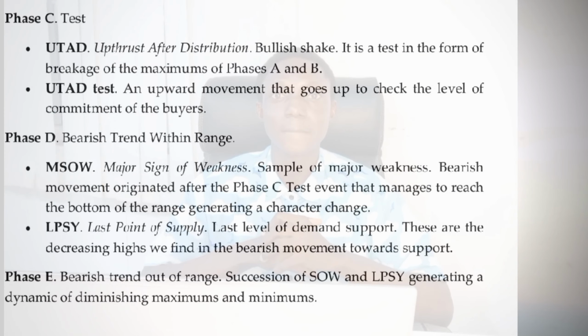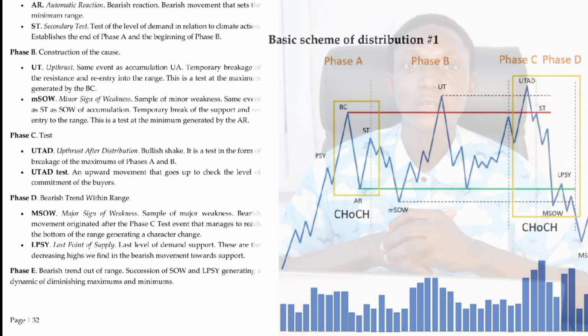Phase D, major sign of weakness. So this formation is actually the market breaking to the downside. That means after the UTAD, we see some kind of a test, and after the test, we see a major sign of weakness, breaking below the automatic reaction and as well as breaking below the PSY. So when it breaks out of the range to the downside, we consider that as a major sign of weakness, which is a big signal for sell operation. Then we have the LPSY, simply the last point of supply. So we are done with this phase.